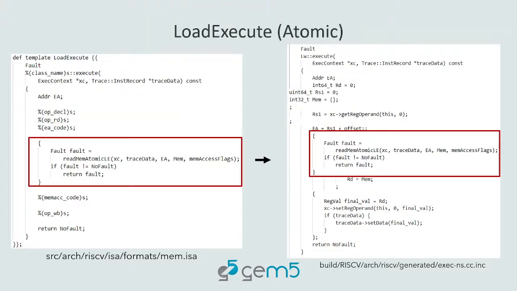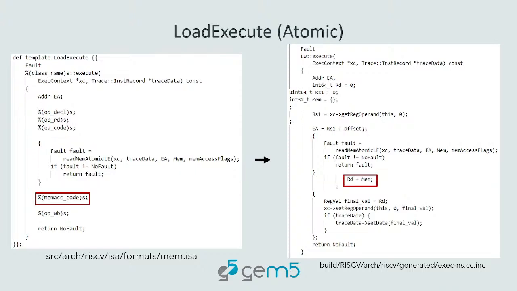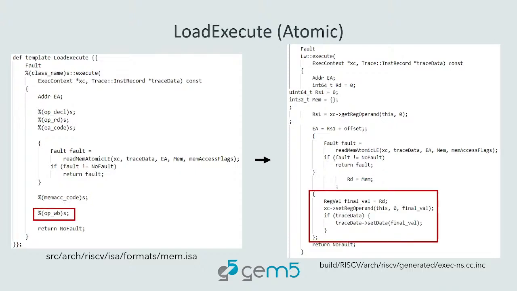And then there's a function called read memory atomic LE. Here LE stands for little endian. This entire code is basically from your template, going as it is, like there's no change at all. And then you have a symbol corresponding to the actual memory access code, and then something for write back. So one thing you might have noticed here is that everything happened in one function.